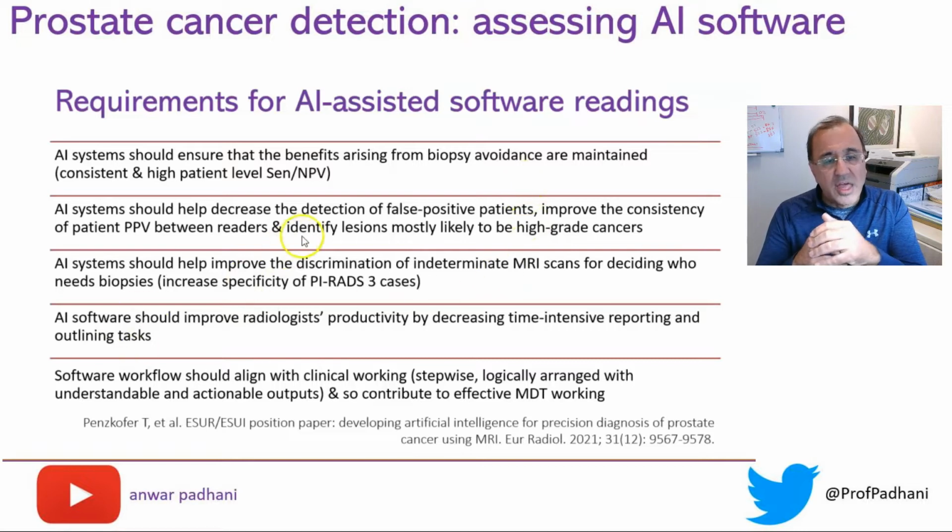Number 2, it should help you decrease the detection of false positive cases. Remember, the false positive rate is widely variable, averages out at about 50%. So you want to improve consistency of patient-level PPV, and you only want to identify lesions that are likely to be higher-grade cancers. Number 3, an AI should be able to help you for PIRADS 3 cases. In other words, increase the specificity when you see PIRADS 3 lesions.